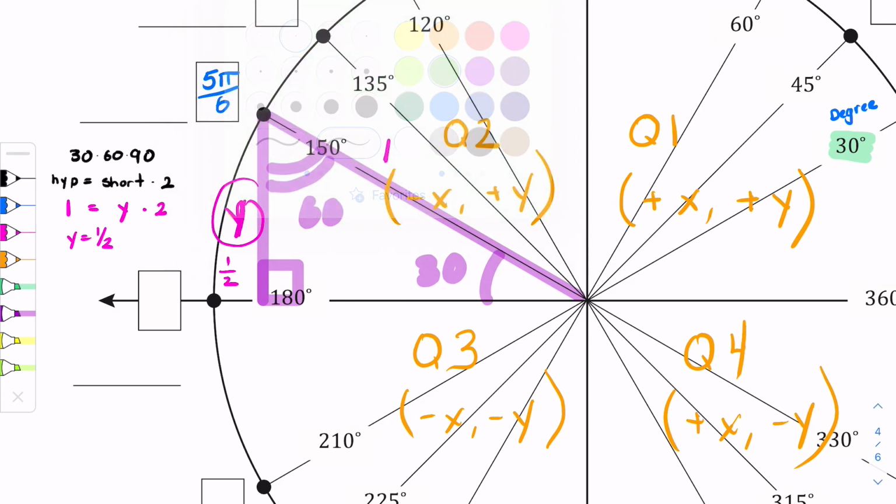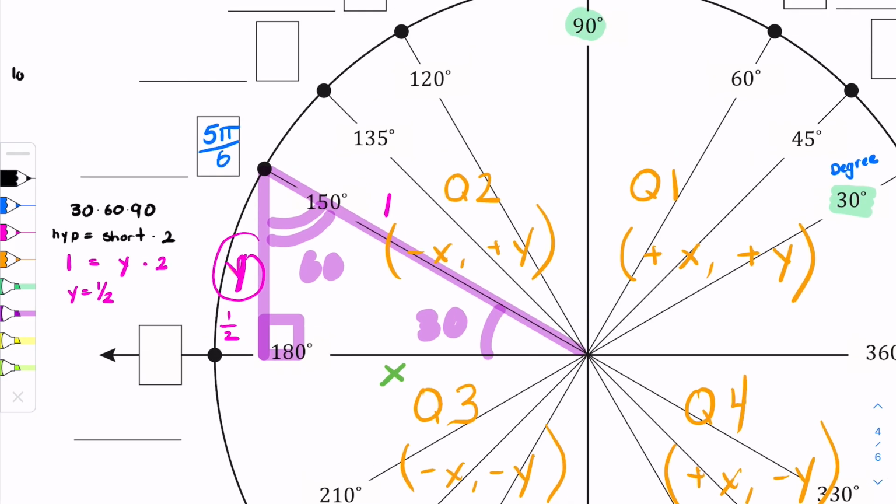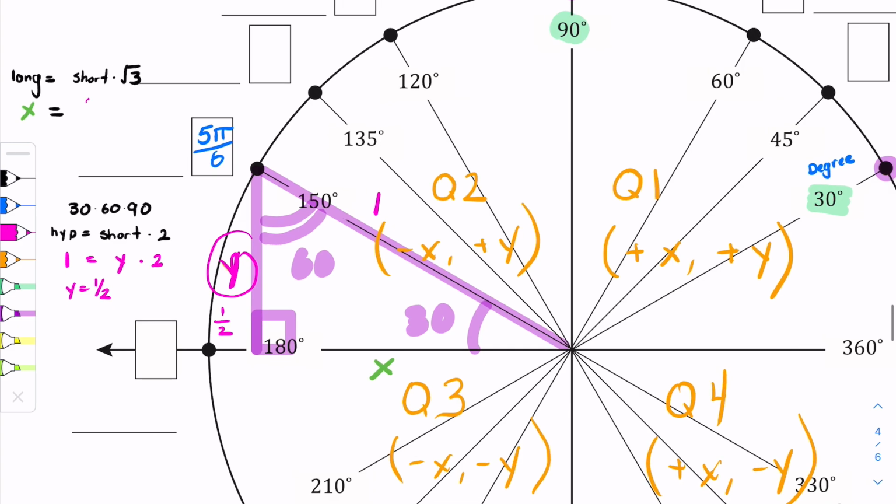All right, so this value is 1/2. I'm going to label the last side, the long leg, as x. And recall that the long leg formula is equivalent to the short leg, which we just found, times the square root of 3. So the long leg, which we are representing with a variable x, is equal to the short leg, which we just solved for, 1/2, times the square root of 3. X is equal to the square root of 3 over 2.